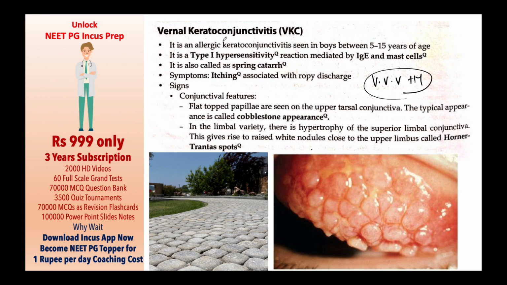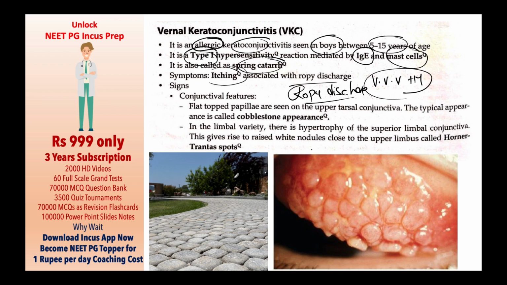Vernal keratoconjunctivitis. It is an allergic keratoconjunctivitis. It occurs in boys between 5 to 15 years of age. What type of hypersensitivity? Type 1. All allergies are type 1. IgE mediated, mast cells are involved. It is also called spring catarrh, and itching will be there. Ropey discharge. You need to remember this when it comes to allergic vernal keratoconjunctivitis.